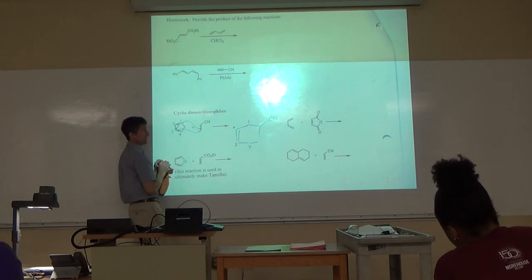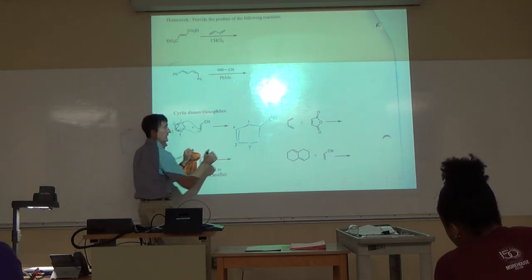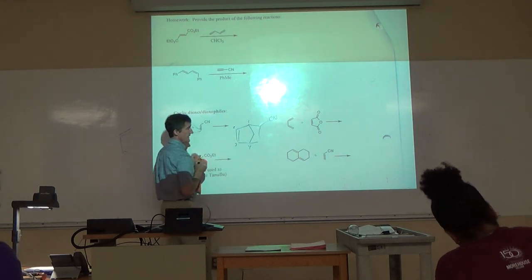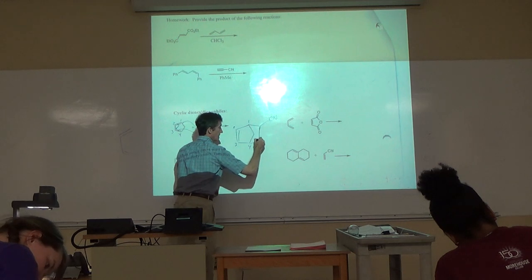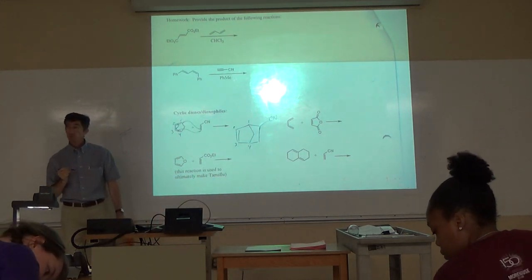The bridge between 1 and 4. In fact, it's a what? It's a CH2 bridge between 1 and 4. Everybody agree? But it's still there. We can draw that like that. And that's often how that will be shown.